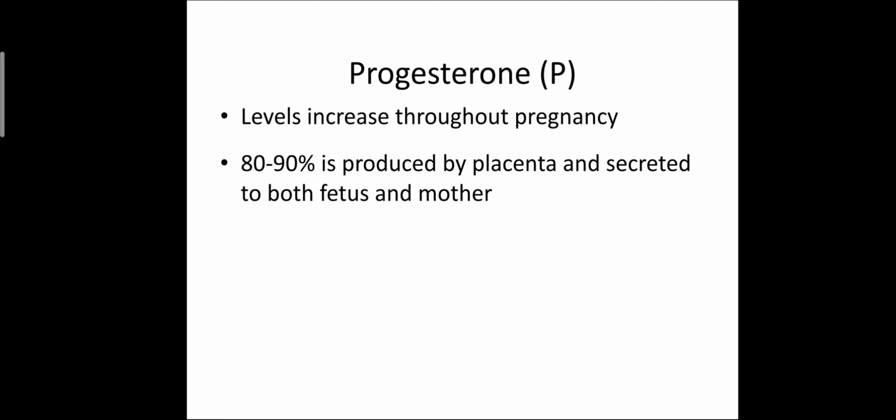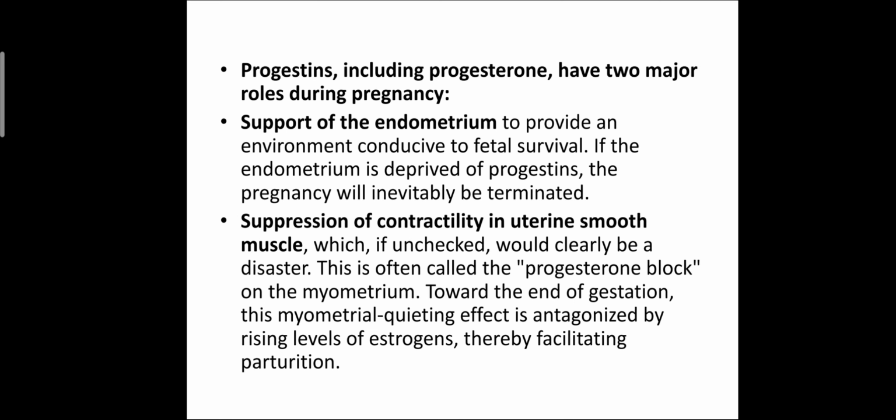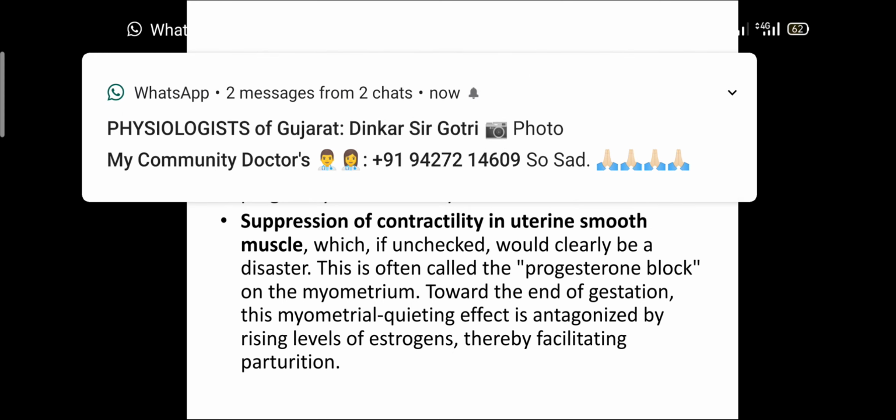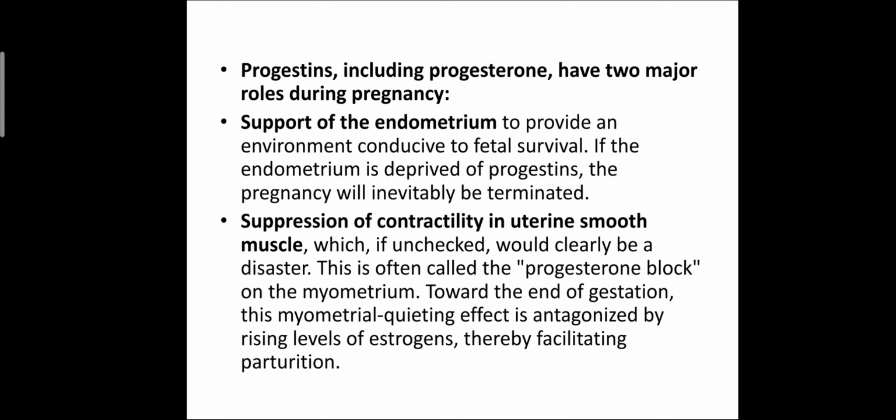Progesterone level increases throughout the pregnancy. 80 to 90% is produced by the placenta and secreted to both fetus and mother. Progesterone has two major roles during pregnancy. First, support of the endometrium to provide an environment conducive to fetal survival. If the endometrium is deprived of progesterone, the pregnancy is terminated. Second, suppression of contractility in uterine smooth muscle, which if unchecked would be a disaster. This is called the progesterone block on the myometrium.